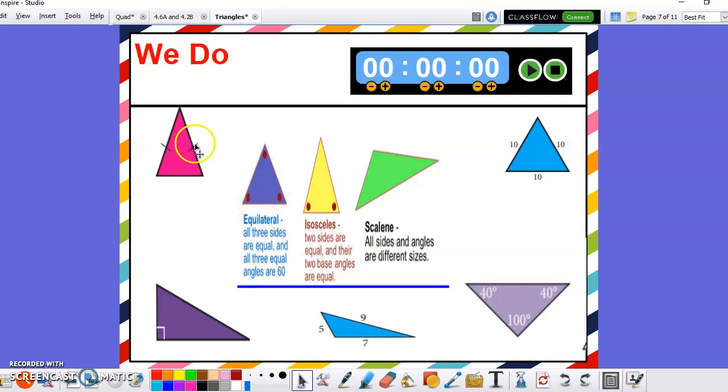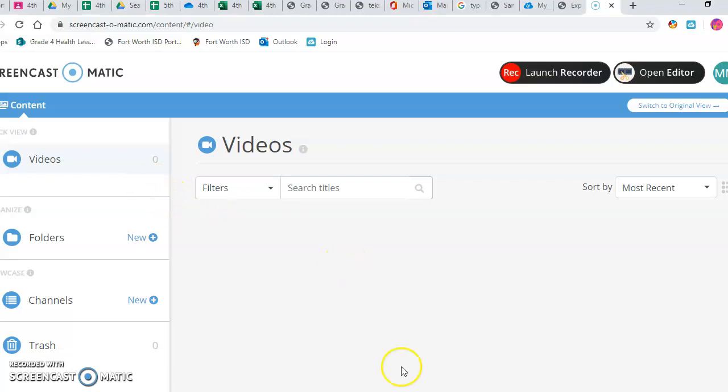Well, I have two sides that are congruent, or they are equal. So which one would it be? Equilateral, isosceles, or scalene? I'm going to refer back to my chart here. Well, I see these two are the same. So two sides that are equal is called an isosceles. So this would be an isosceles.